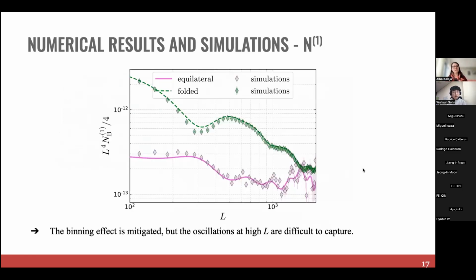This works quite well because we get quite a good match with our noise biases, especially in the folded shape. You see some mismatch again, which could be due to binning, but this is a bit lower than expected because our intuition is that the fact that we're using simulated N0 probably mitigates this binning effect. But in the case of the equilateral shape, there are some oscillations here at low L that the simulations cannot capture. It's very difficult to capture them.